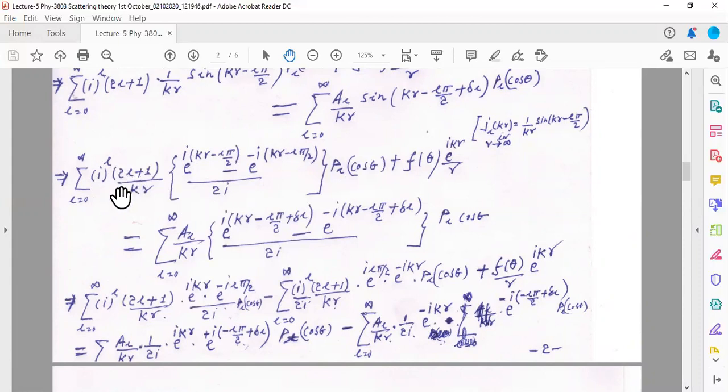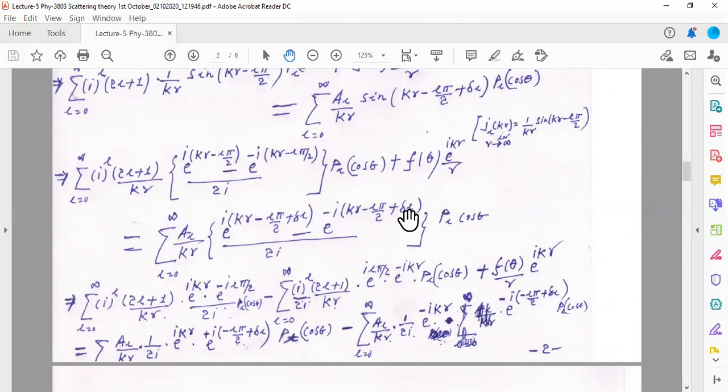Now you have to multiply this term with the second term of the curly bracket. So you see there is a sum over l. i to the power of l upon k, 2i is here, and (2l+1), and this will give you e to the power of minus i kr. And you see this is a minus and minus gives you plus, so e to the power of i l pi by 2, P_l cos theta. So I hope you understand this term, right?